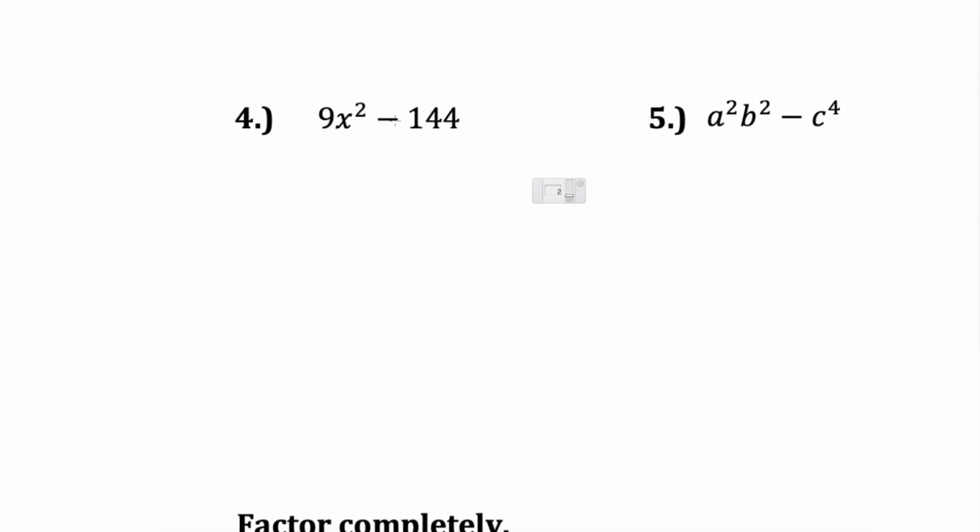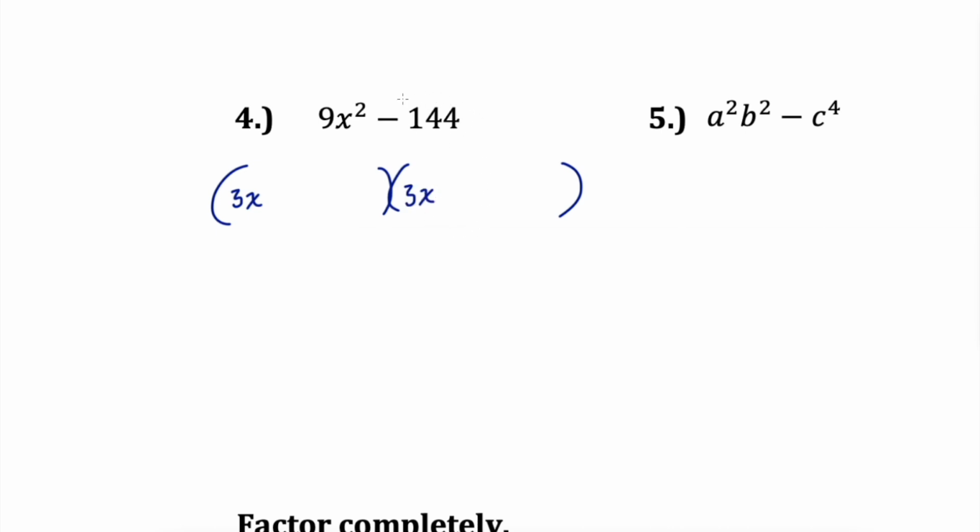9x squared minus 144. Okay, so these are both perfect squares. 9's a perfect square, x squared's a perfect square, 144 is a perfect square. So we're looking for the two numbers that multiply to give me 9x squared that are the same number. So that's 3x and 3x.